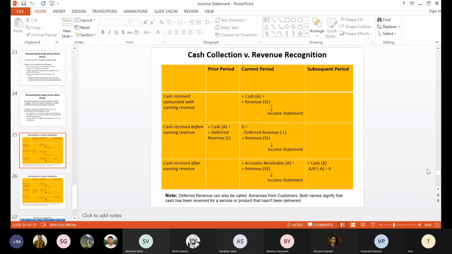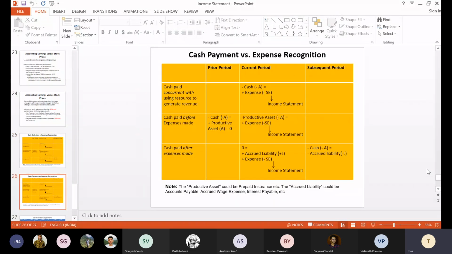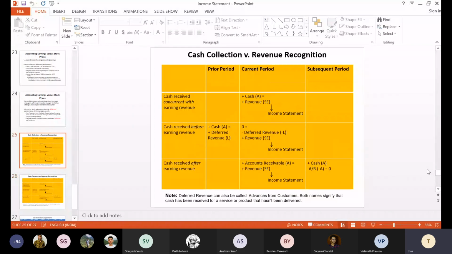Okay, I think we have discussed these transactions a lot. So this is a brief presentation of how we record in an accrual system of accounting. When there is a cash transaction, how we record it, and when there is a non-cash transaction, how we record it.